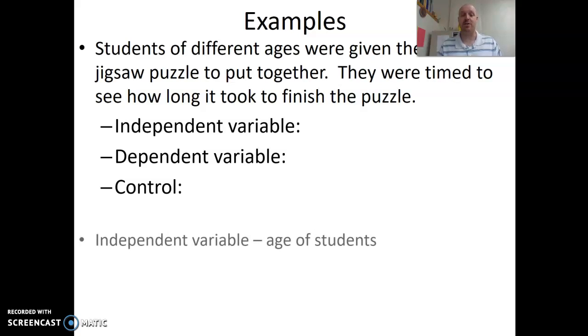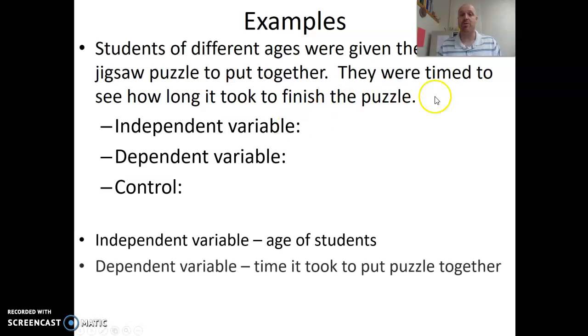There's your hint. The independent variable this time was the age of the students. I controlled students of different ages. The dependent variable was the time. How long did it take to finish the puzzle? Obviously, you would think the older the student is, the easier it would be for them to put a puzzle together. And the control itself was the same puzzle. There are a few keywords you can look for to find your controls, or just think about how the experiment was done. And there are other controls too.